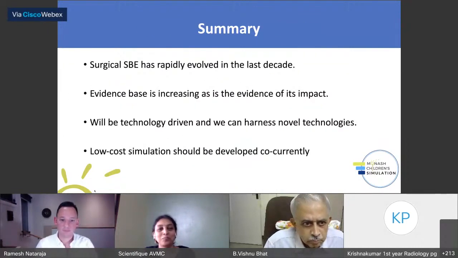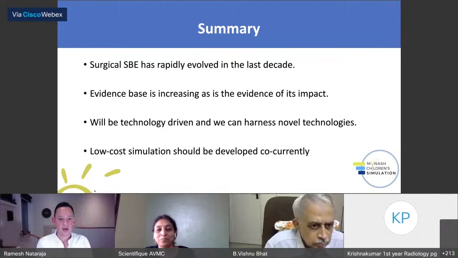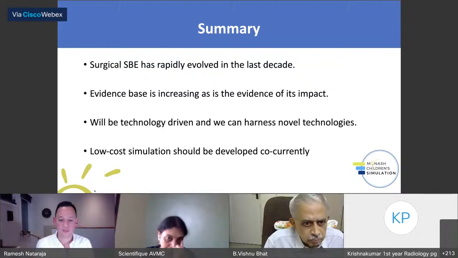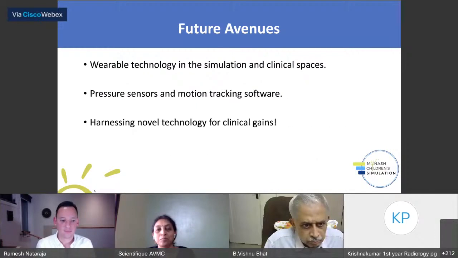So in summary, there's been rapid evolution of simulation-based education from my days of bribing people with chocolates to use surgical equipment. The evidence base is increasing, and we need to do that as well. It shouldn't just be us playing around with expensive toys. It should be us validating things, having good scientific basis, proving results, looking at clinical outcomes, and really proving that it actually has an effect. And it will be technology driven, but we can also harness new technologies from other realms. And low-cost simulation is very powerful and can be used in any setting.